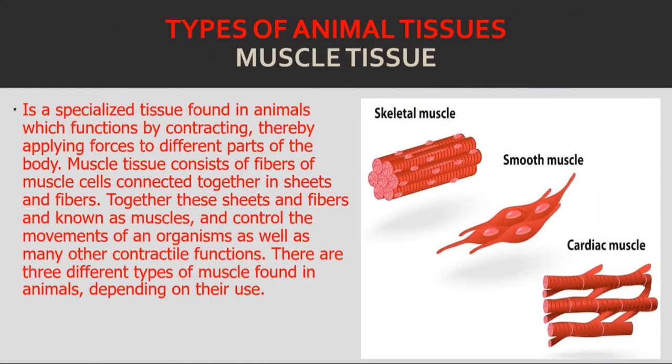So this is the next type of animal tissue, which is the muscle tissue. Now it is a specialized tissue, and this tissue is helping you to show your muscles like biceps and triceps, and they are helping you to show your strength.